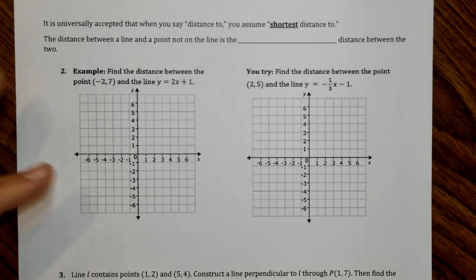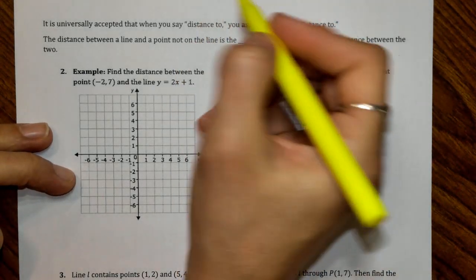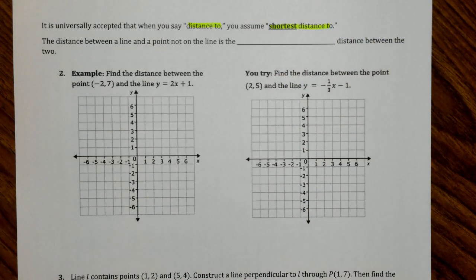All right, so that's just kind of reviewing stuff. It's the first time we've seen the graphing a line and the perpendicular line. Let's go ahead and look at the distances thing that the title's about. It is universally accepted that when you say distance to, we're talking about the shortest. We're just going to assume we're looking for the shortest distance. Okay.